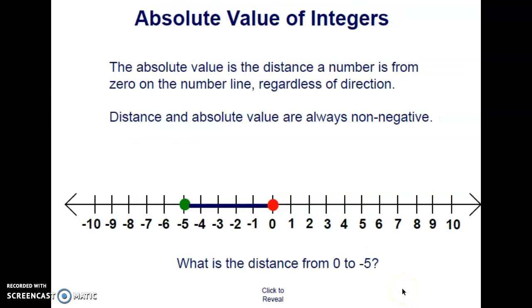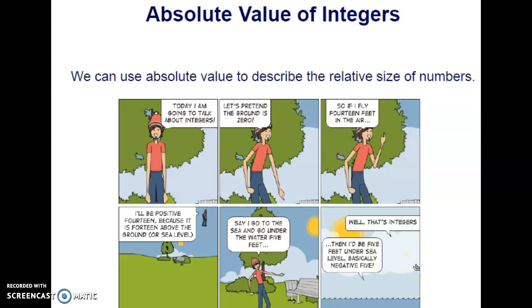The absolute value, again, is the distance a number is from 0 on the number line regardless of direction. So what would the distance be from 0 to negative 5? It would be the same distance. 1, 2, 3, 4, 5. So the absolute value of the distance would be 5 units. We can use absolute value to describe the relative size of numbers.